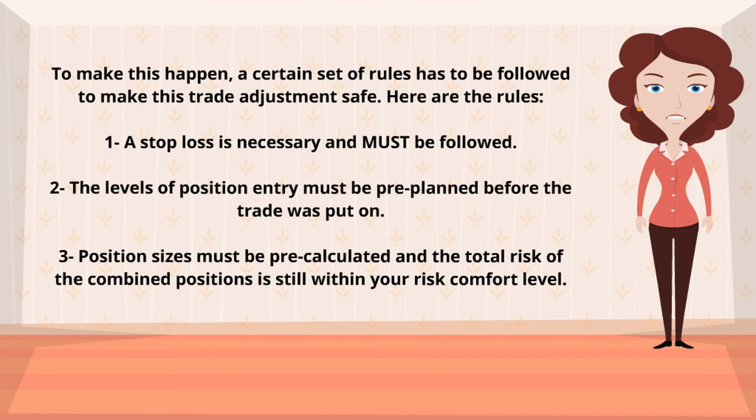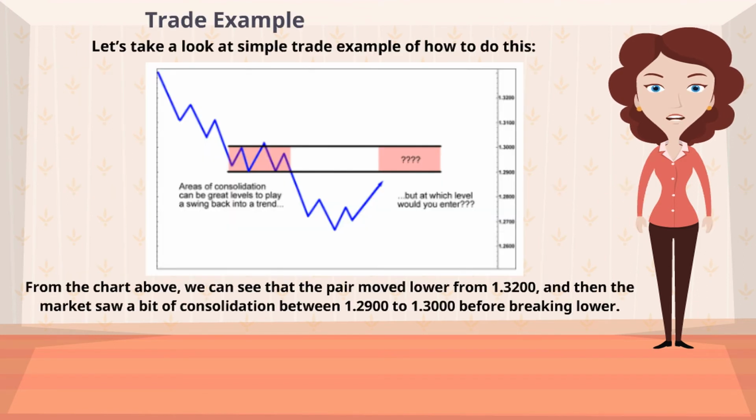And third, position sizes must be pre-calculated and the total risk of the combined positions is still within your risk comfort level. Trade example. Let's take a look at a simple trade example of how to do this. From the chart above, we can see that the pair moved lower from 1.3200, and then the market saw a bit of consolidation between 1.2900 to 1.3000 before breaking lower.